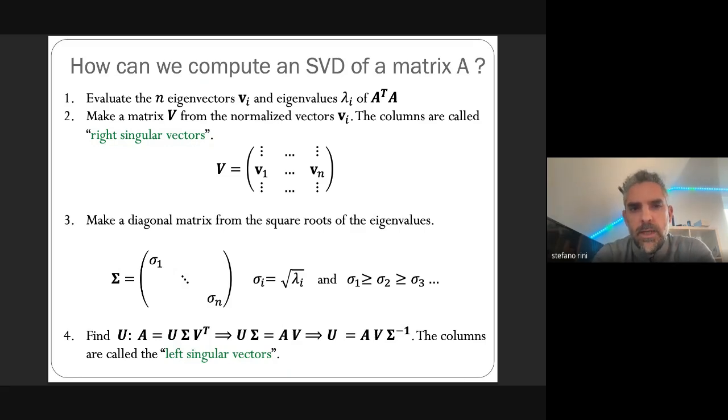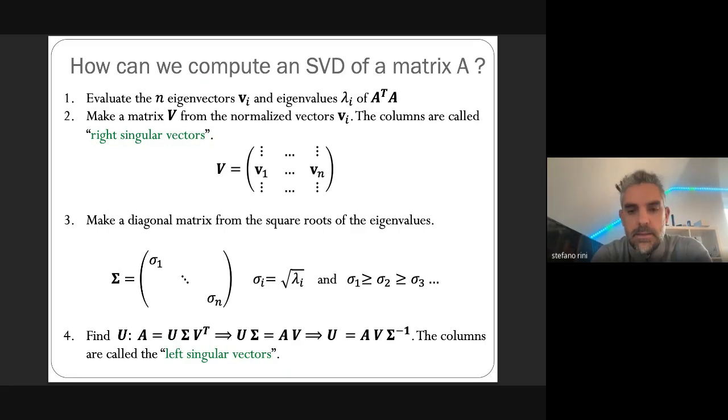And then we want to evaluate the SVD of the matrix A. Let's see how we can compute it. So the first step is to evaluate the n eigenvectors v i and the eigenvalues lambda i of A transpose A. Then we build the matrix V from the normalized vectors v i, and the columns are called the right singular vectors. Then we make diagonal entries from the square roots of the eigenvalues. We know that these are the squares of the singular values, so here we put the square root.